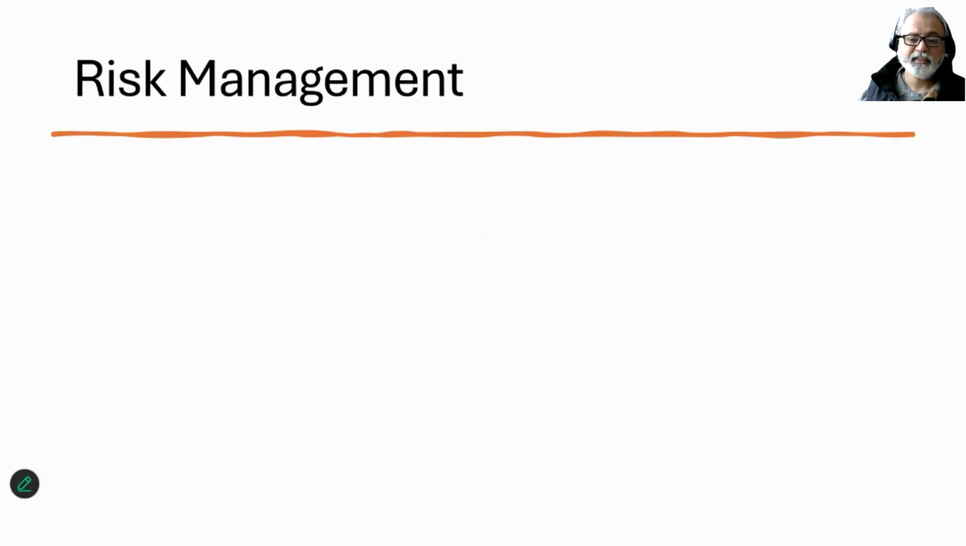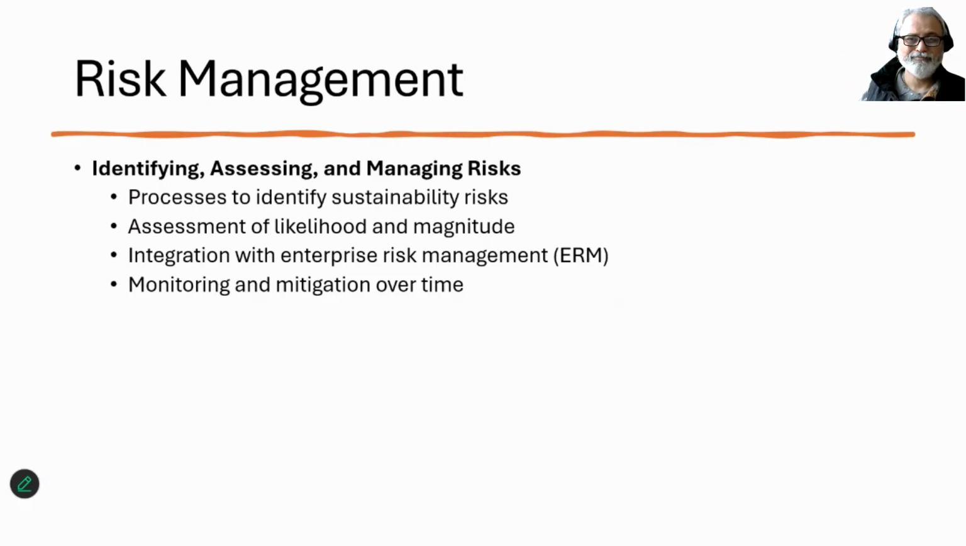Which leads us to risk management. Here, we're talking about the process. We can never get certainty, but we can definitely take steps or actions that can help us mitigate or manage the risk that we are faced with. In risk management, it's identification, assessment, and management of processes that help us identify sustainability risks. We assign probabilities, likelihood, and the size of potential losses that the company might be faced with, for example. And how do we now integrate these sustainability risks within the overall company's risk management setup? And of course, we want to keep monitoring and take actions to mitigate over time.